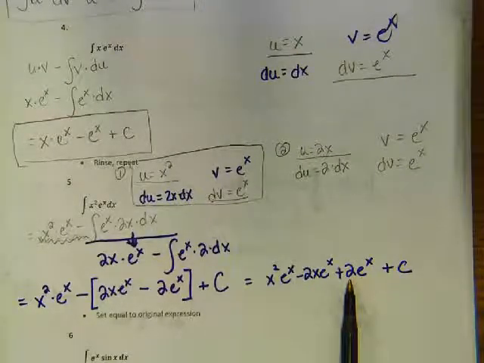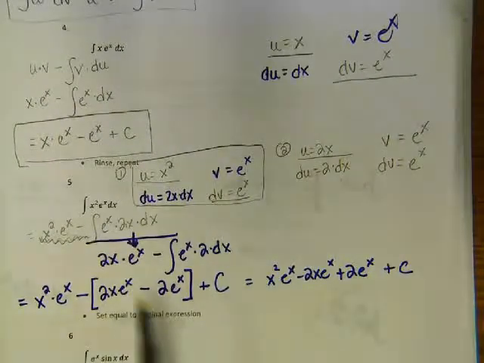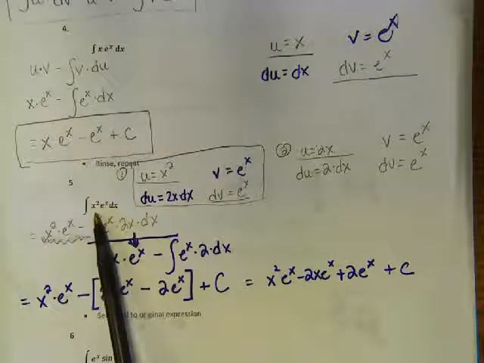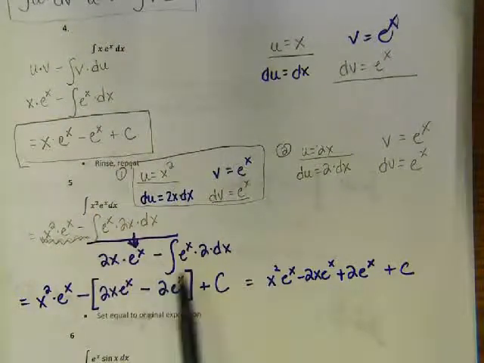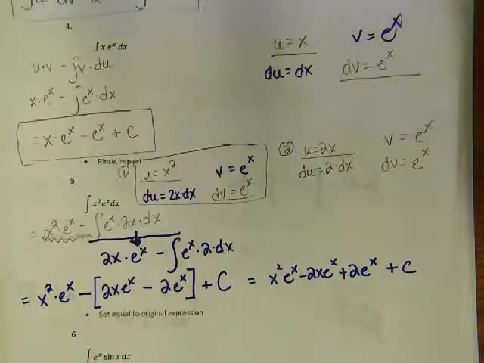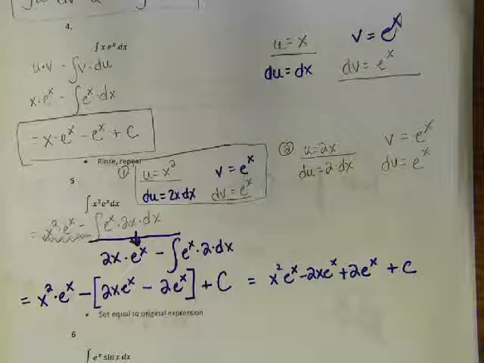What we are able to do once you have higher powers, like an x squared or higher, is basically set up a table to do this pattern and keep deriving one expression down and integrating the other expression, and then you can find what those terms are, because there is a pattern with that. So I'll show you that at the end.